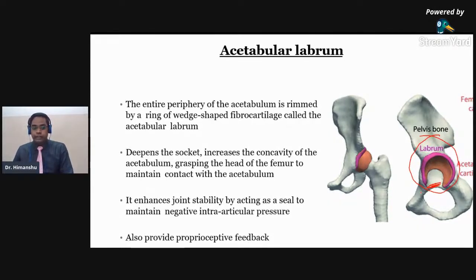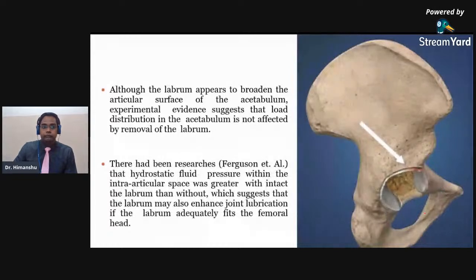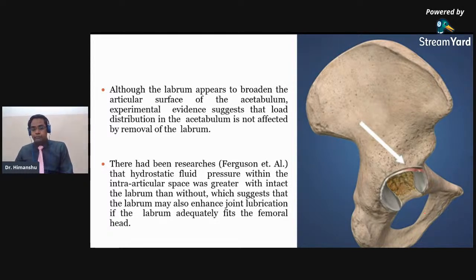It enhances joint stability, as I already told you, by acting as a seal to maintain a negative intra-articular pressure. I told you there is a negative, vacuum-like intra-articular pressure generated within the capsule, so the labrum helps to enhance it. It also provides some proprioceptive inputs and feedback. Although the labrum appears to broaden the articular surface of the acetabulum, experimental evidence suggests that load distribution in the acetabulum is not affected by removal of the labrum.